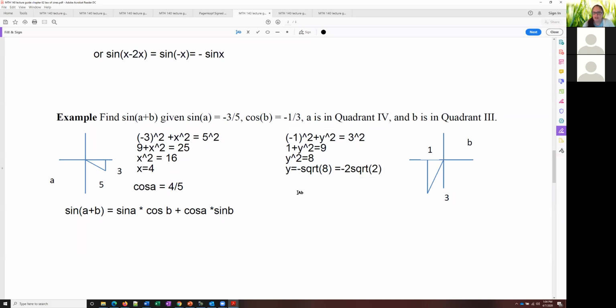And so that then tells me that the sine of angle B is equal to negative 2 square root 2 over 3, okay, because it's the y over the r. Anybody have any questions about anything so far?